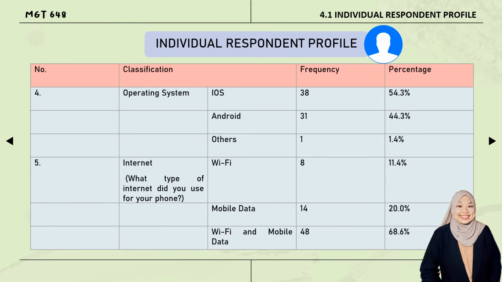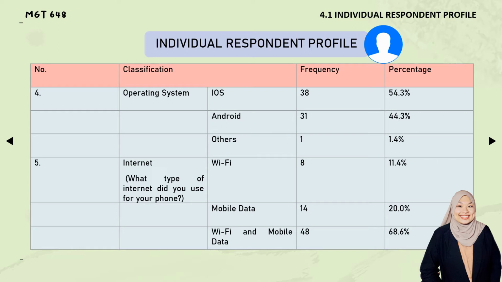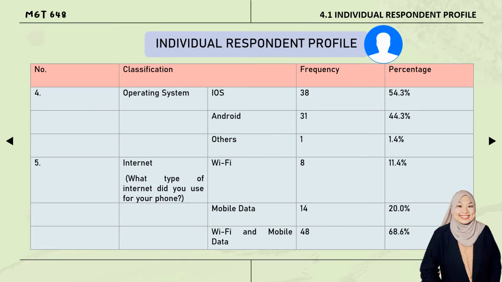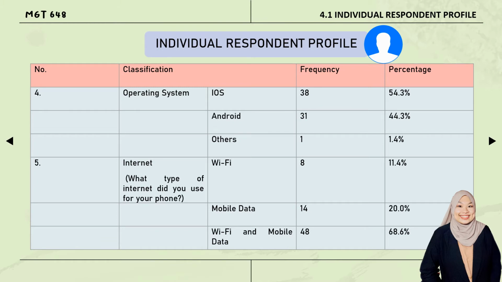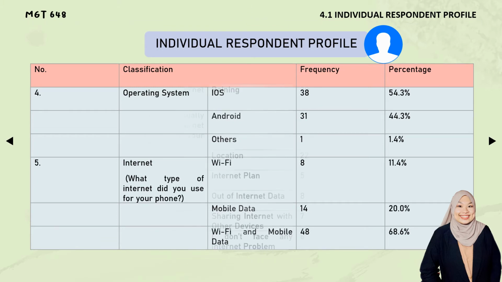Next, the result for question 4 and 5. In question 4, we can see that iOS is the greatest proportion of operating system with 54.3% compared to Android and others. Following question 5, the result of demographic frequency of internet, Wi-Fi and mobile data are the most usage among students with 68.6% compared to Wi-Fi and mobile data only.